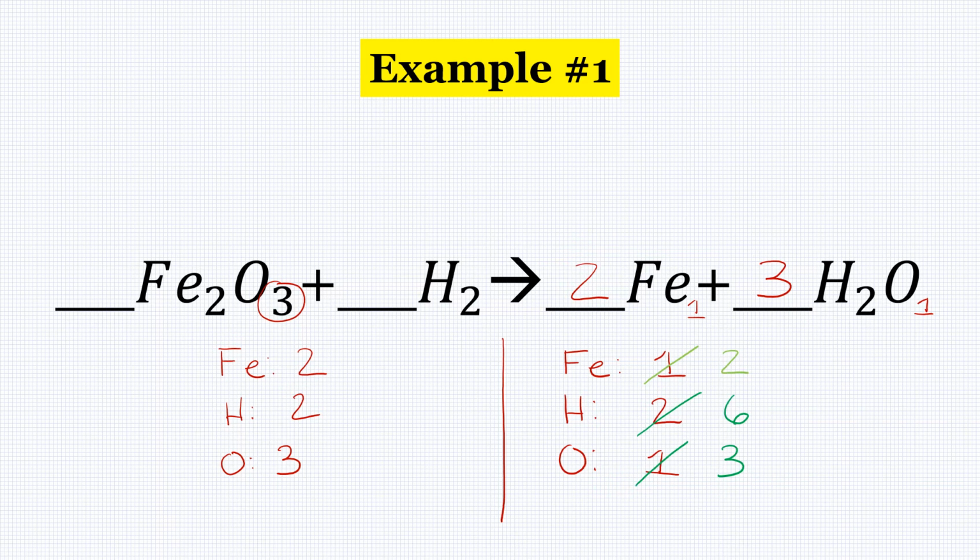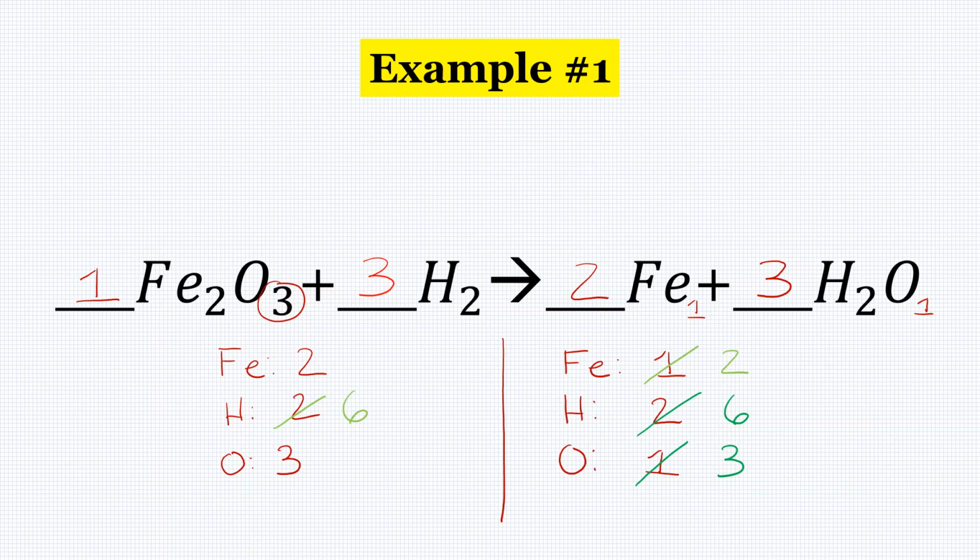So I'm going to go to the left side of the equation now and recognize that I need to put a 3 in front of the hydrogen because now I have 6 hydrogens. And again, I'm going to put a 1 here in this blank just as kind of a reminder to myself that I've looked at that and everything's good.